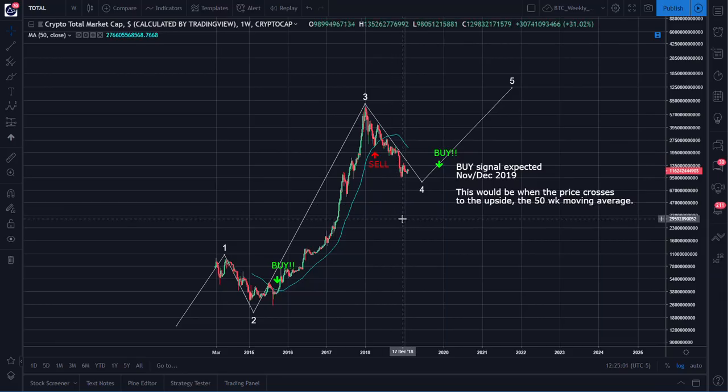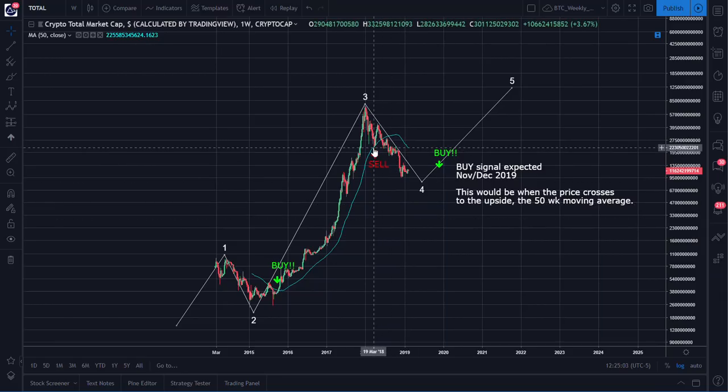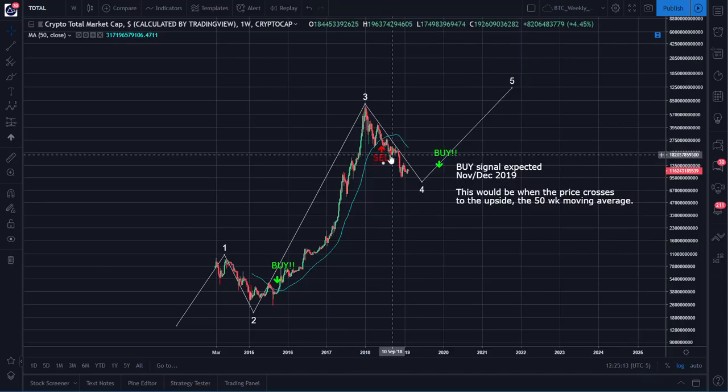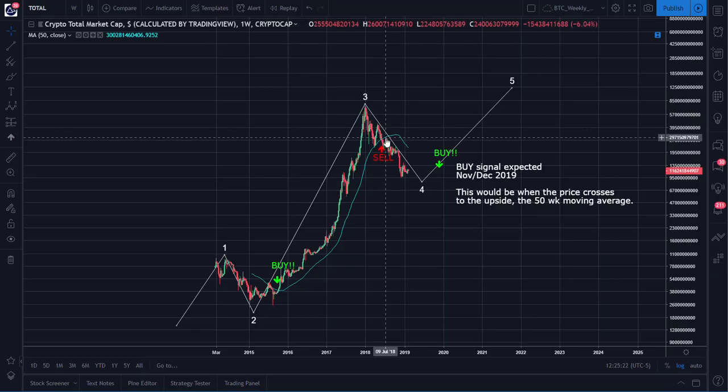If you wanted to be a stickler, you would have sold right here when it pierced it. But likely the sell point would have been a little higher than that, when price decisively crossed to the downside the 50-week moving average. This was not decisive, and there's a big difference. Decisive is it pierces it and stays below it, in this case, for the sell signal to be confident.